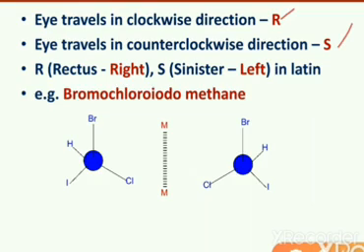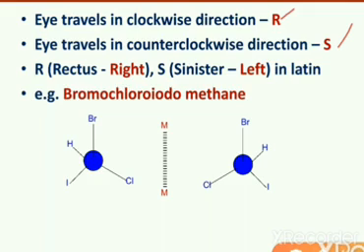Here R stands for rectus in Latin, which means right-handed, and S stands for sinister, which means left-handed. Let us take an example, bromochloroiodomethane. In this, we have a chiral center attached to four different atoms: iodine, bromine, chlorine, and hydrogen. According to the CIP nomenclature, we have to assign priorities to these four groups.